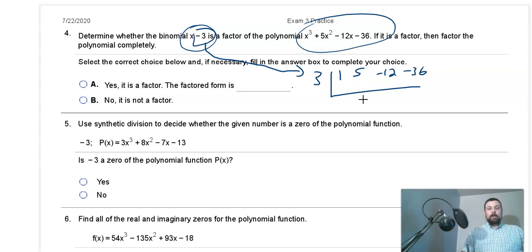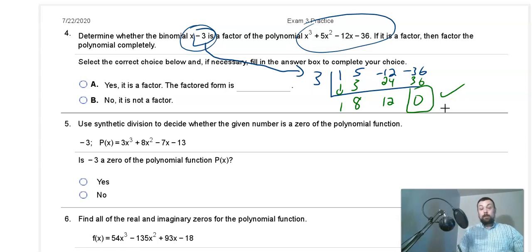We run through the process of synthetic division. Drop the 1. 1 times 3 is 3. Add those together, you get 8. 8 times 3 is 24. Add those together, you get 12. 12 times 3 is 36. Add these together, you get 0, which is exactly what you want to see for it to be a factor.